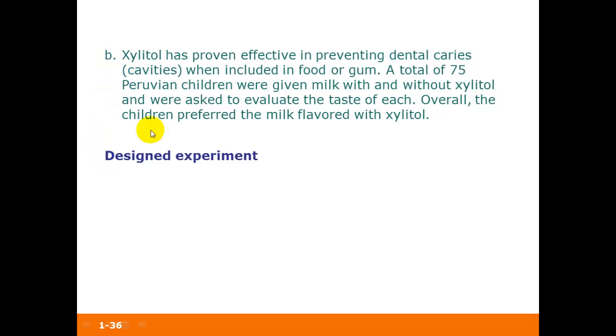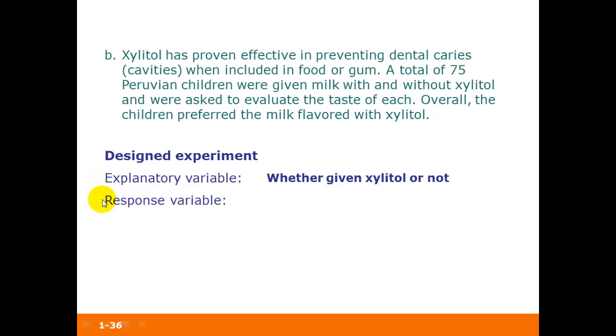This would be a designed experiment because the researchers were actually intentionally changing the values of the explanatory variable instead of just observing. So the children were given a type of treatment. The explanatory variable here would be whether the milk had xylitol or not. And the response variable would be the evaluation of the taste. So whether the child liked the milk with the xylitol or not.